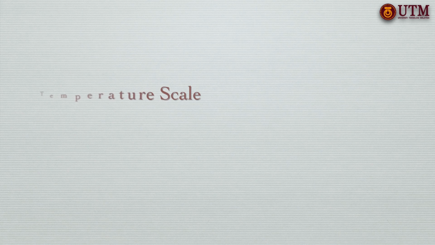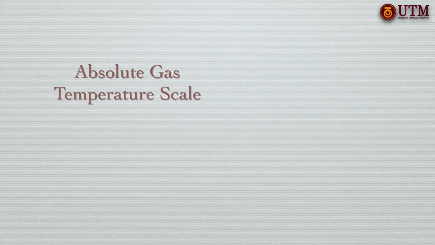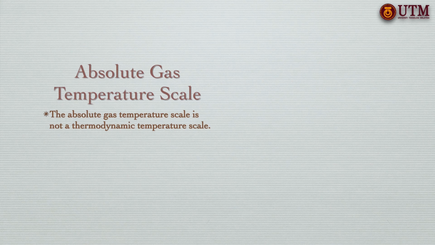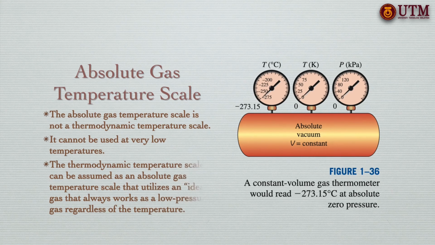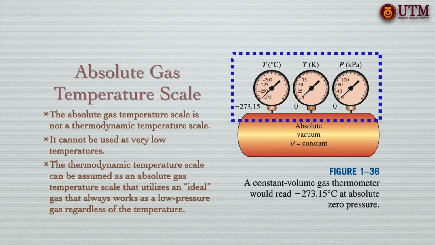The absolute gas temperature scale is not a thermodynamic temperature scale, since it cannot be used at very low temperatures. Thus, the thermodynamic temperature scale can be assumed as an absolute gas temperature scale that utilizes an ideal gas that always works as a low-pressure gas regardless of the temperature.